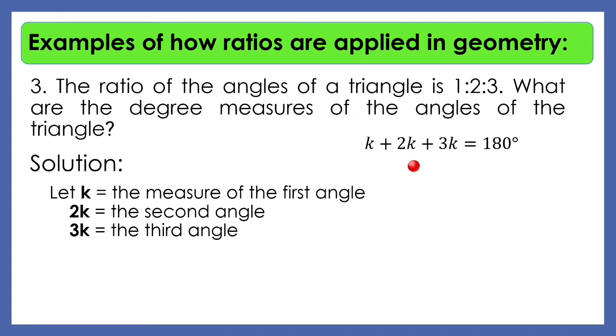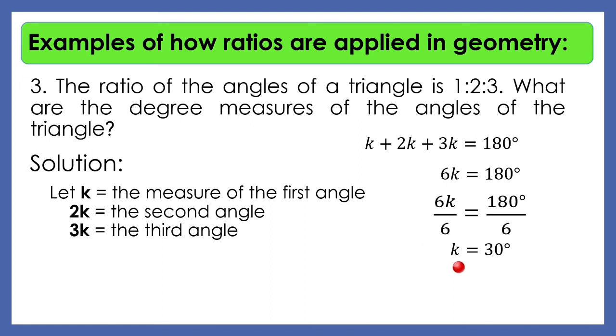After that, we will add K, 2K, and 3K. K plus 2K is 3K plus 3K is 6K equals 180 degrees. After that, i-divide natin both sides by 6 para ma-isolate natin yung K. 6K divided by 6 is K and 180 divided by 6 is 30 degrees. Ang K natin is the first angle. So, meron na tayong measure ng first angle.